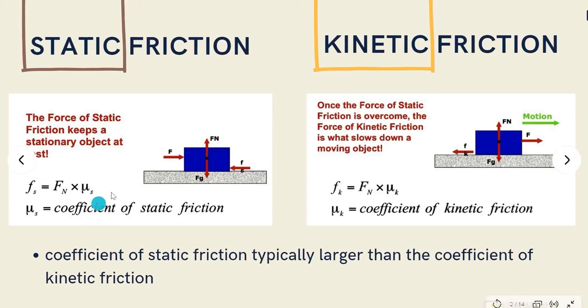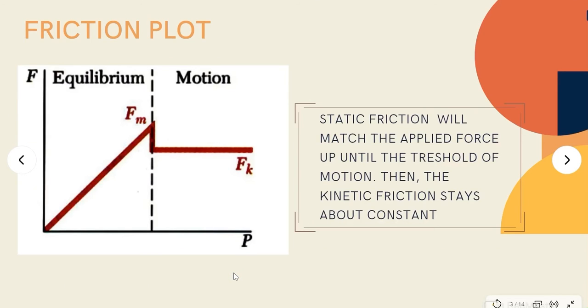Here we can see the formula for static friction, which is Fs equals Fn, the normal force, times μs, the coefficient of static friction. And here is the formula of kinetic friction, which is Fk equals Fn, the normal force, times μk, the coefficient of kinetic friction. The coefficient of static friction is typically larger than the coefficient of kinetic friction. This plot illustrates the standard model of friction.